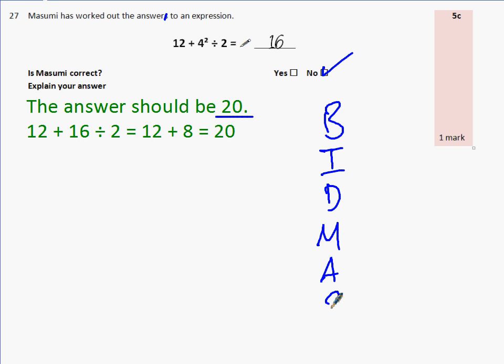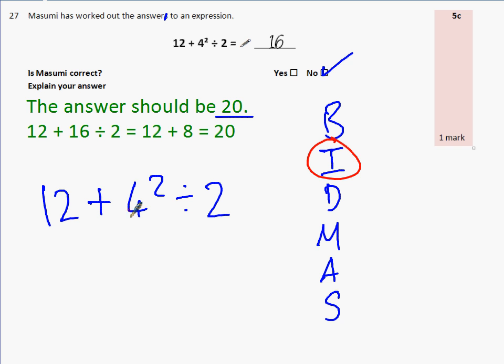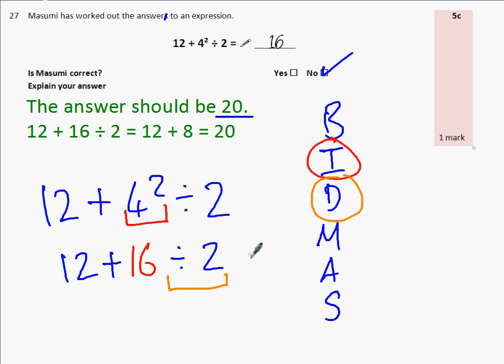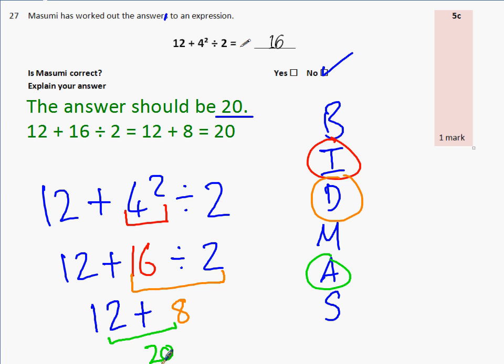So if you've got 12 plus 4 squared divided by 2, what would you do first? You would do the index number, which is this bit here, and that's 16. What have you got left? 12 plus 16 divided by 2. What do you do next? You do division next. 16 divided by 2 is 8. What have you got left? 12 plus 8. So what are you going to do now? You're going to finish off with the addition. 12 plus 8 is 20.